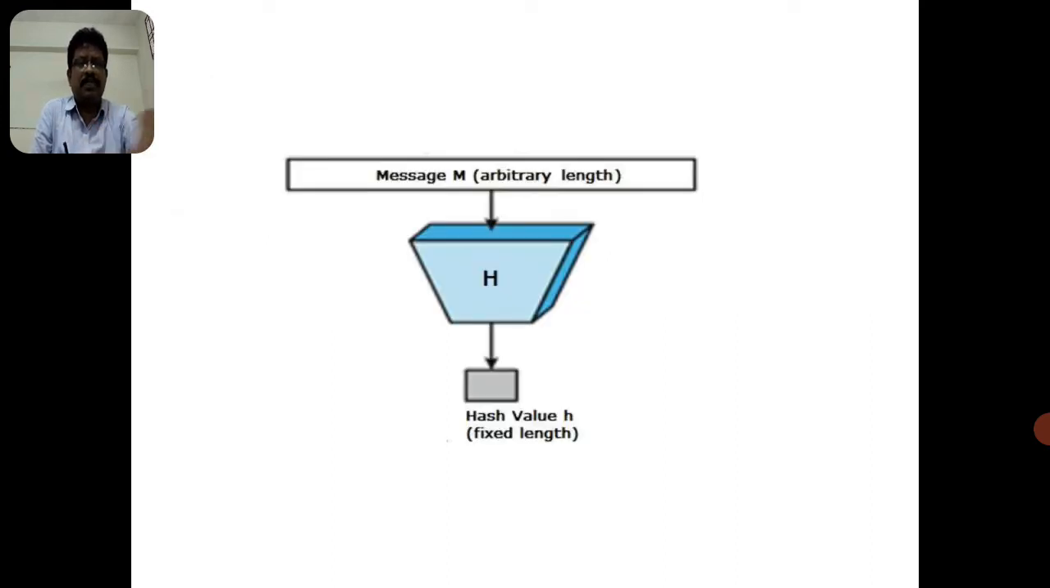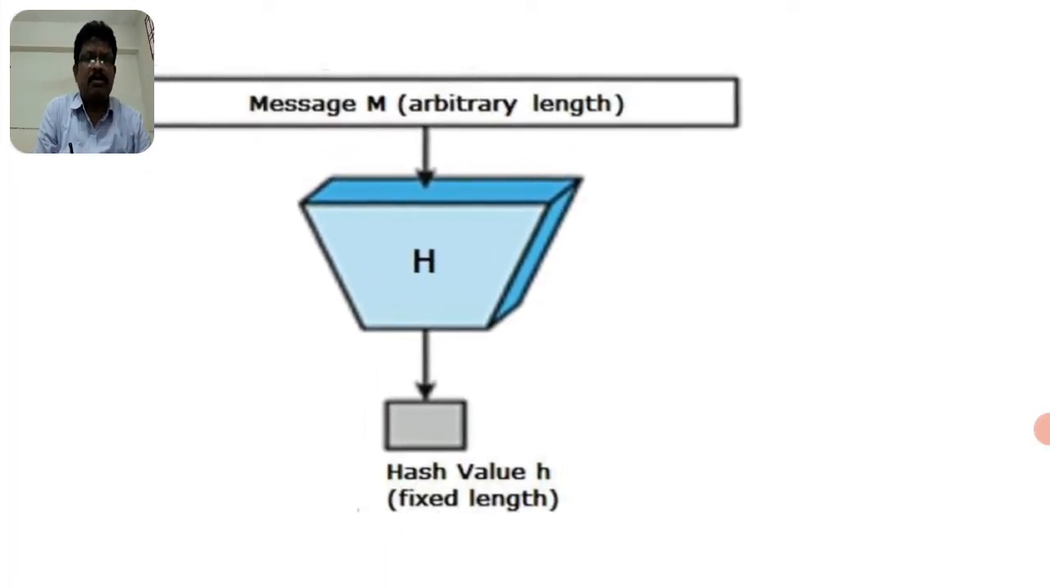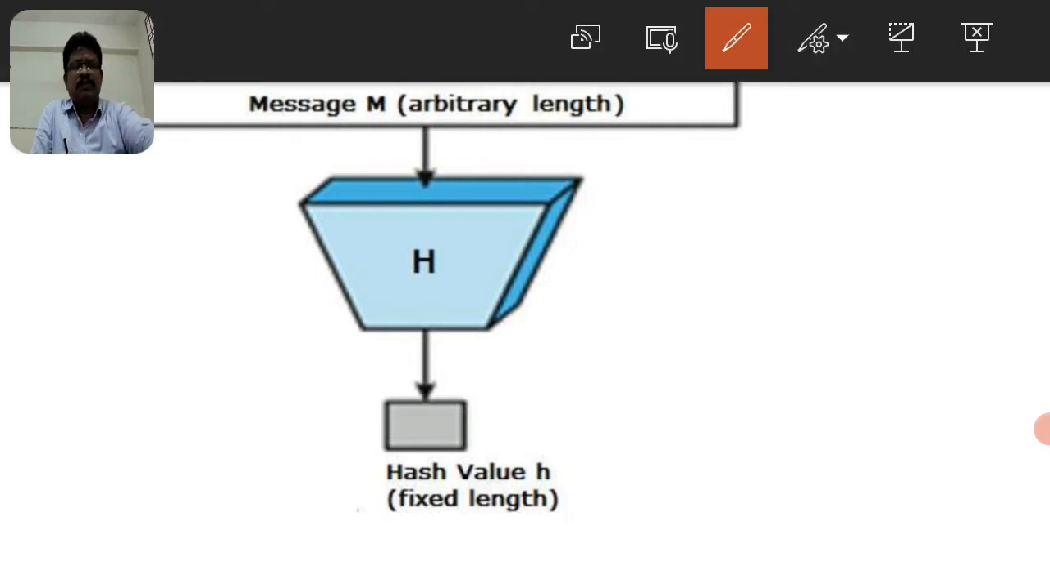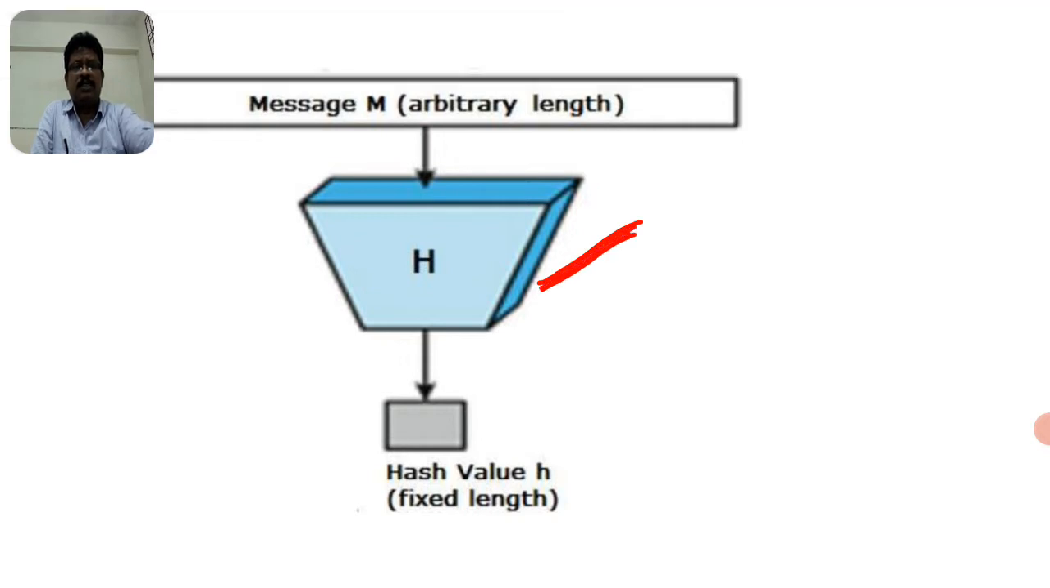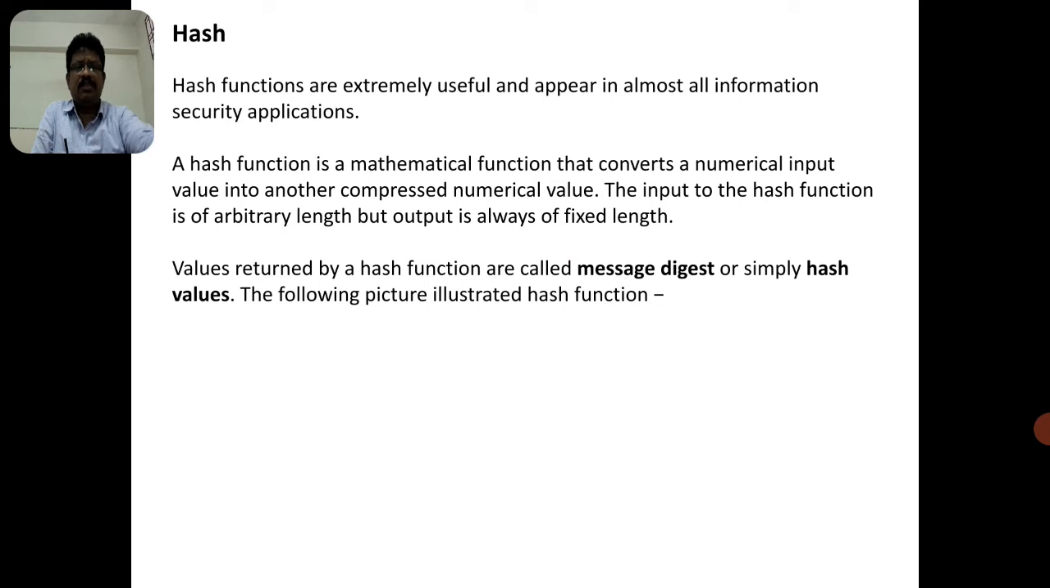Now you can see this diagram. This is very clear. The message M is of arbitrary length, that is, of varying length. The varying length is converted into the fixed length, that is the hash value. So this is the hash function. Simply, the hash function converts a variable-length message into a fixed-length value, and this is without a key.